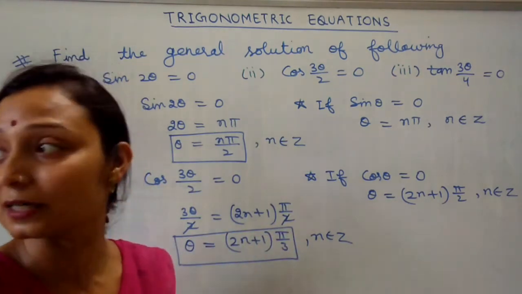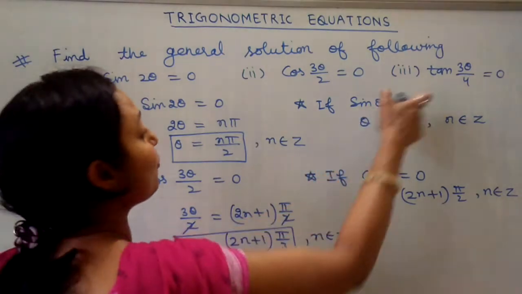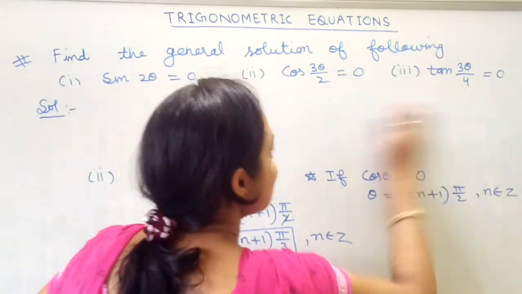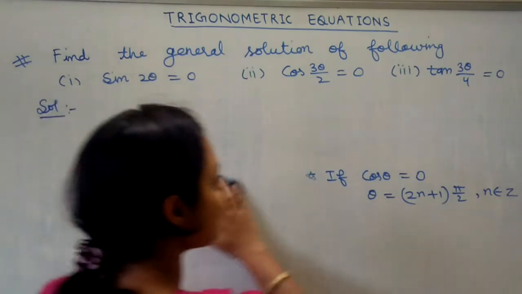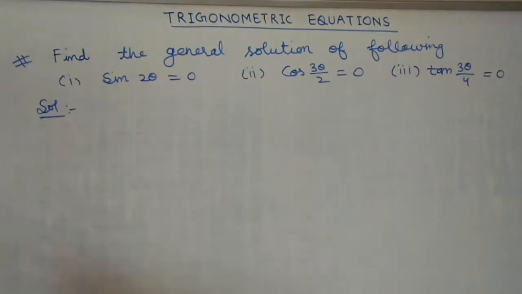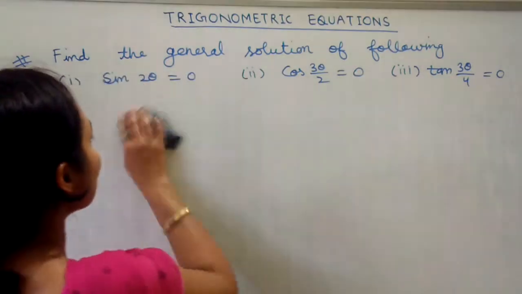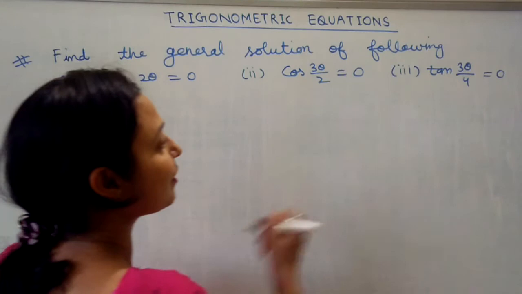Now come to the third. The third part is, you have to find the value of the third one. What is the third one's value? That is tan theta equals to 0. What will happen when tan theta equals to 0? Then theta equals n pi. Yes, I will apply only that formula for finding the general solution of that third part.